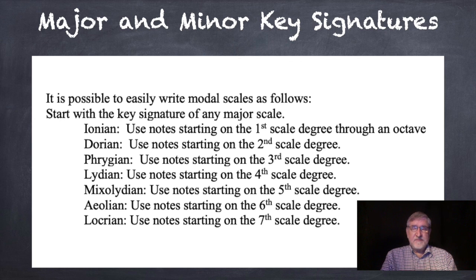For Ionian, use the notes starting on the first scale degree through an octave. For Dorian, use notes starting on the second scale degree. For Phrygian, use notes starting on the third scale degree. For Lydian, use notes starting on the fourth scale degree. For Mixolydian, use notes starting on the fifth scale degree. For Aeolian, use notes starting on the sixth scale degree. For Locrian, use notes starting on the seventh scale degree.